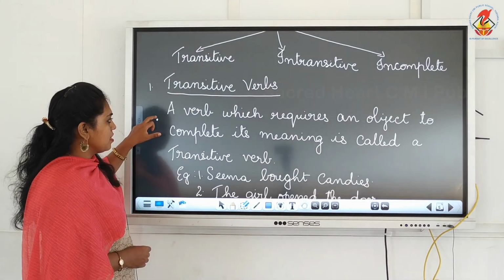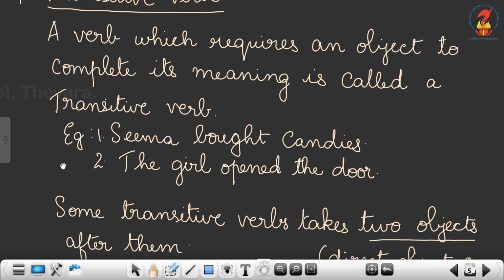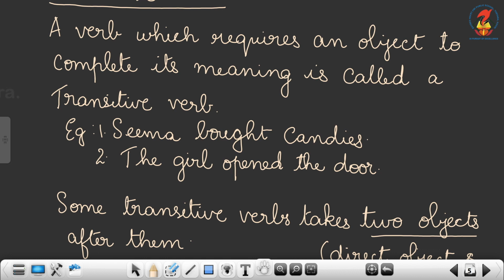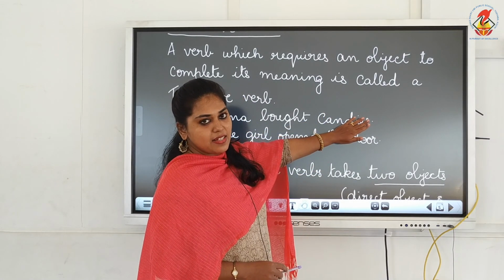The textbook definition is a verb which requires an object to complete its meaning is called a transitive verb. A verb which requires an object in a sentence. When you look at the example, you will be more clear, children. Look at this sentence. Seema bought candies. What is the subject here? Yes, Seema is the subject. What is the verb here? Yes, bought is the verb. If I cover up this word, does it make any sense?